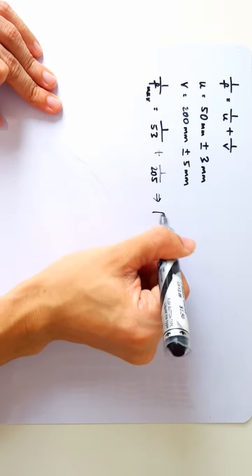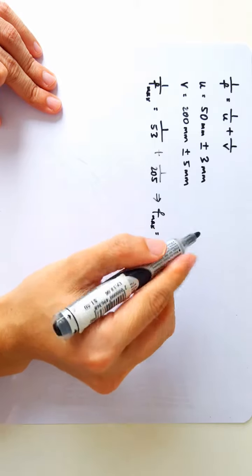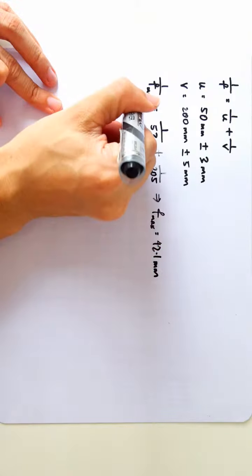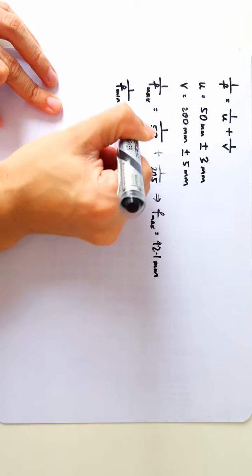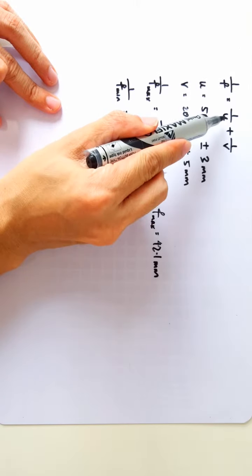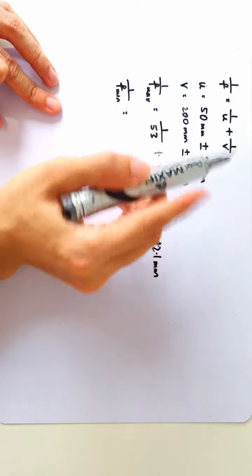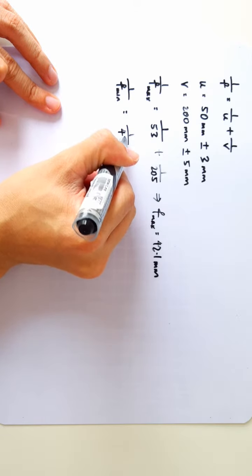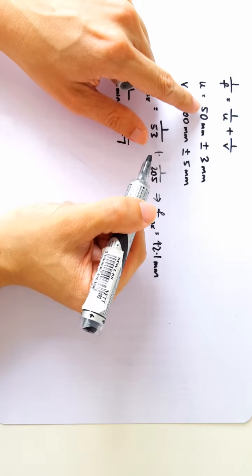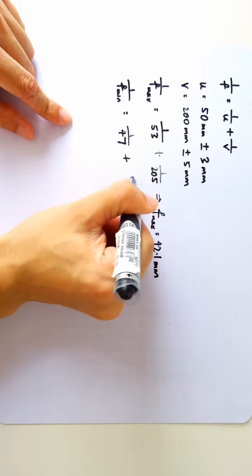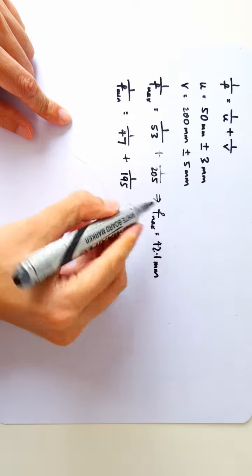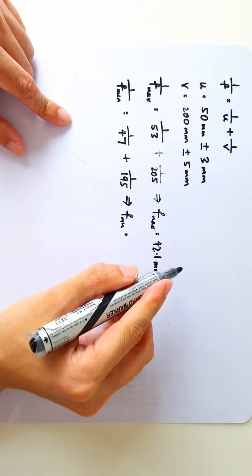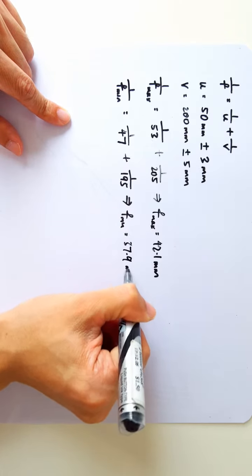From here you get f max to be 42.1 mm. Likewise, the minimum possible value for f occurs when both u and v are having their minimum possible values. So I'm going to write the minimum possible value for u, which is 47, which I get from 50 minus 3. And on the other side, for v, I'm going to write 195. So the minimum possible value for f is 37.9 mm.